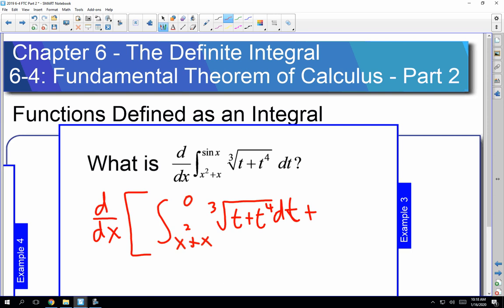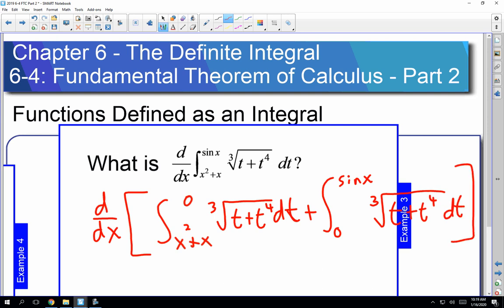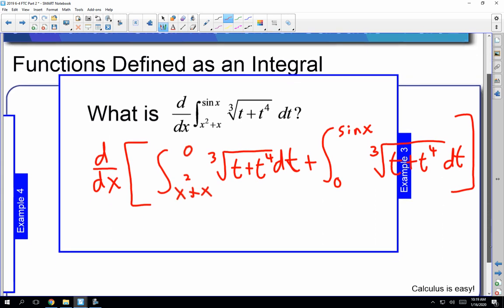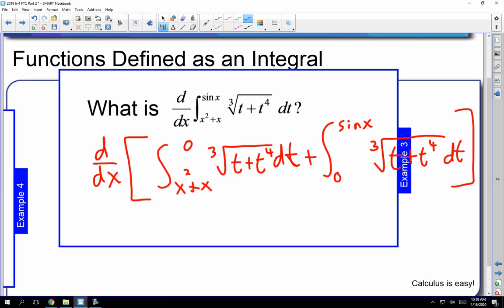And if I were writing a proof for this, this would be called because of additivity. So I'm going to go with integral from 0 up to sine of x of the same function, cubed root of t plus t to the fourth dt. As you're taking notes, you might want to just note that this is due to additivity. This is the additivity rule.